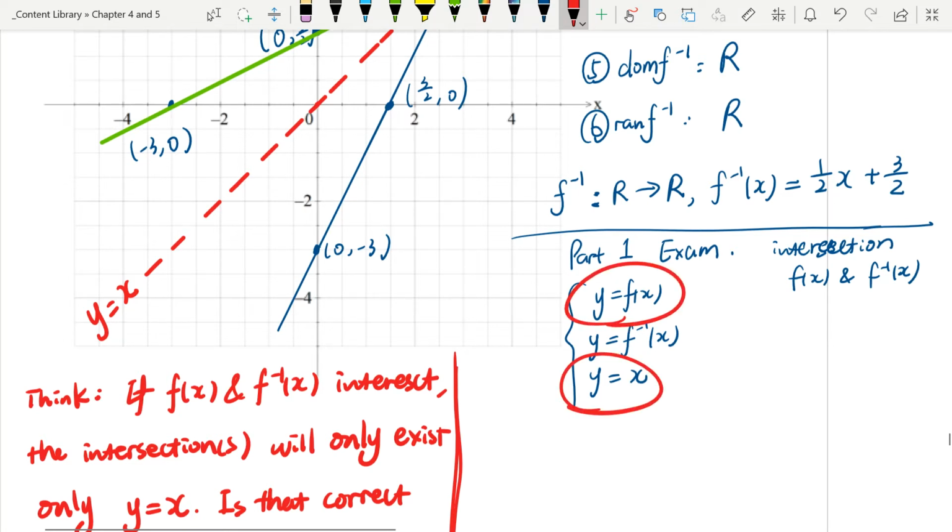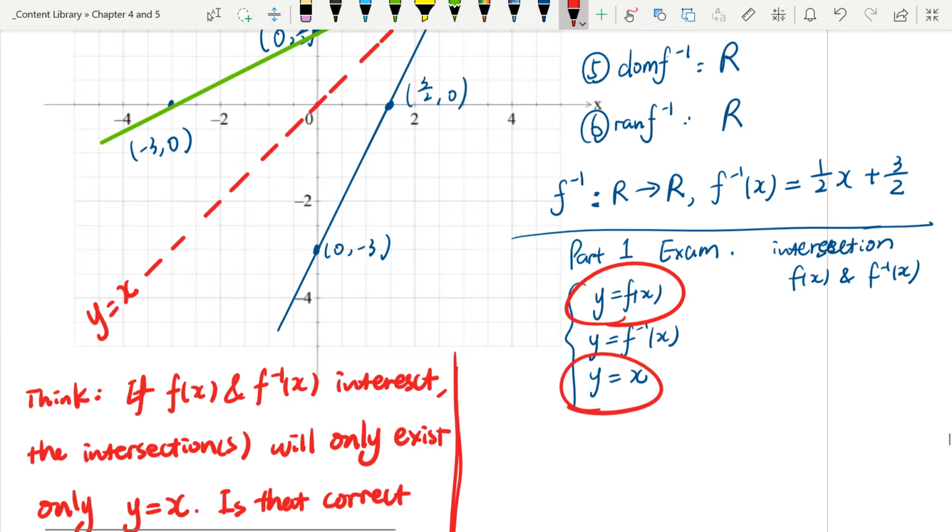Because think about that, this is linear. Linear is easy to find intersections. But how about if you have a quadratic and you have a square root? If you're asked to find the intersections between the square root and the inverse, a quadratic and a square root is very hard. It's hard to solve. So in this case, I will pick f(x) and y equals x to simultaneously solve for intersections. This is just a quick way to solve it.